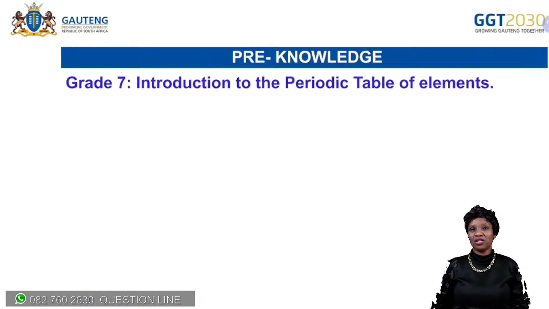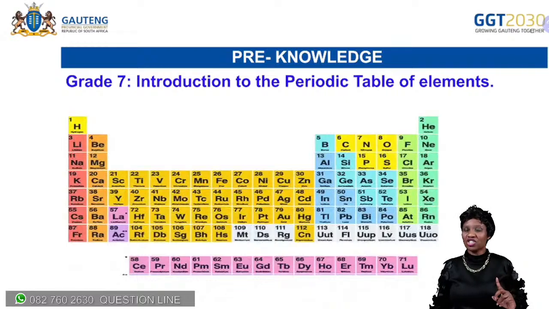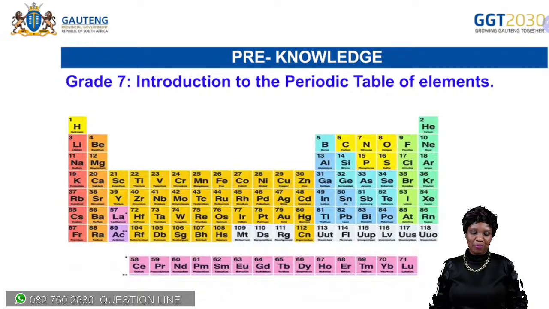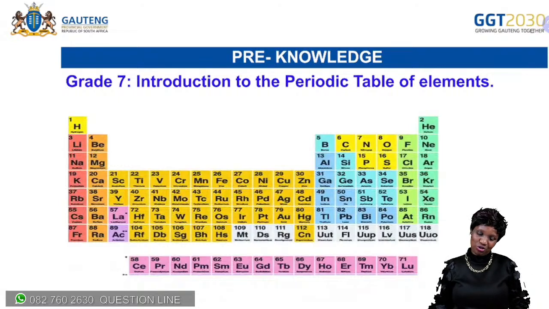And then the pre-knowledge. Remember the things that you learned in the past. When you were in grade 7, you did the introduction to the periodic table of elements. This is exactly what we are doing now, grade 8. We are just building on the foundation that you laid in grade 7. Let's check the periodic table of elements. It is showing us the elements. All the known elements are on the periodic table of elements. Remember, you need to memorize the first 20 elements. You need to know those. All right, good. Let's move on.